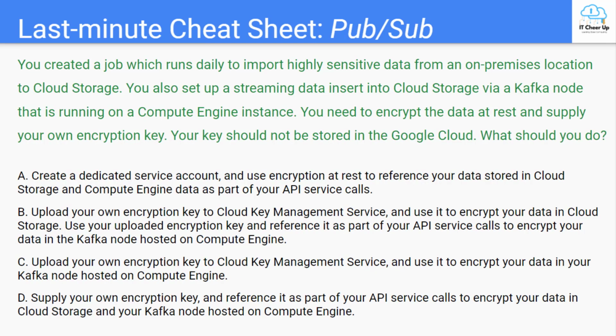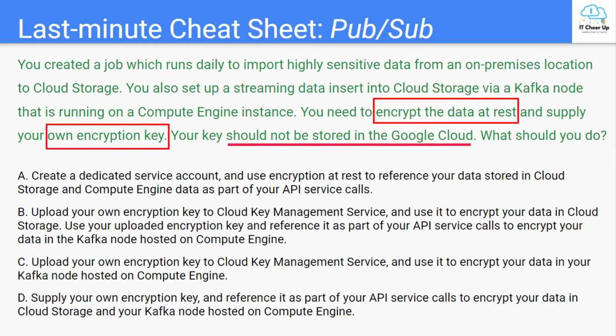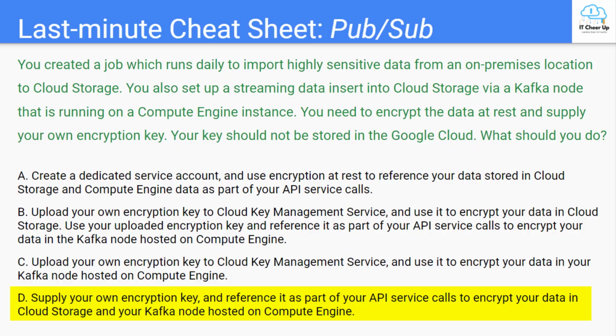How about this one? Pause the video and try to answer it yourself. Ready? This question requires you to do client-side encryption prior to sending your data to Cloud Storage. Two components need to be considered in this encryption at rest: Cloud Storage and Kafka load. So you need to supply your own encryption key as part of the API service calls to these two components. The correct answer is D.